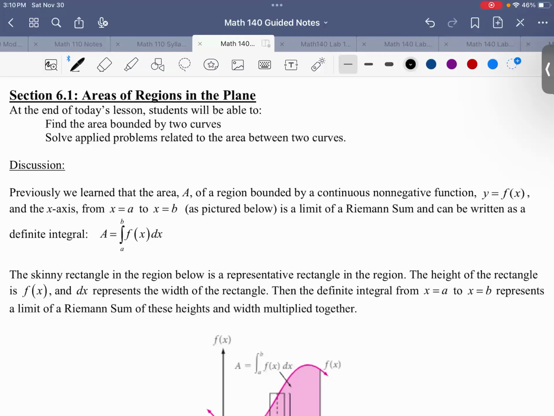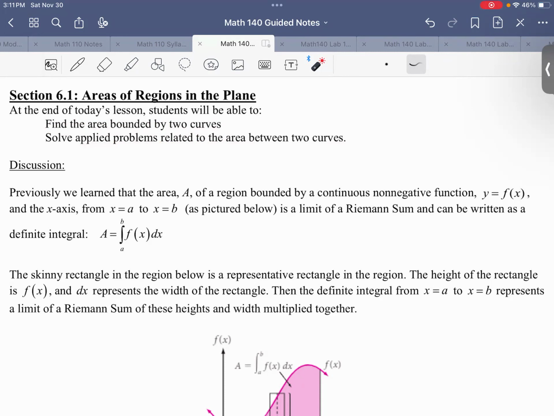Hi, everybody. Welcome to section 6.1, where we're going to find the areas of regions in the plane. So the learning objectives for the section are going to be find the area bounded between two curves and solve applied problems related to area between two curves.